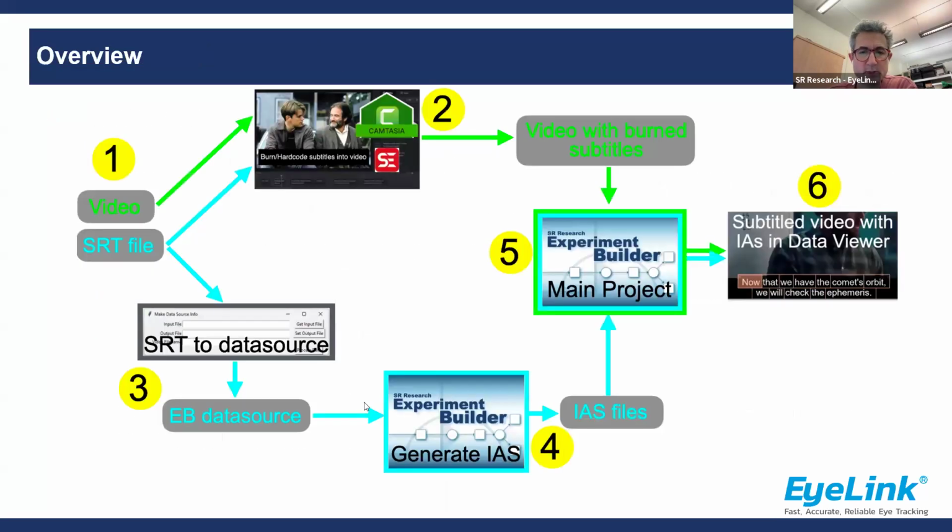So this is essentially step 5, where at this point we would have the video with burned-in subtitles that we got from Camtasia, and the interest area sets, which are essentially text files with a .ias extension, which we import also into the main project together with the videos. And that's it. This is our final project here.